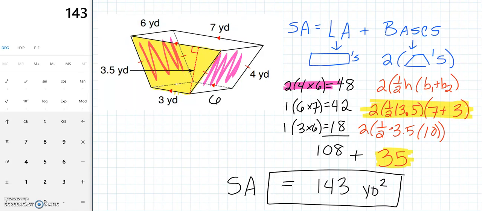And then we had the top, which was a different size. It was 6 by 7, which the area was 42. And then we had a bottom side, which was 3 by 6, which had an area of 18. When you add all those up, we got 108, plus the bases of 35, and we get a total area of 143. Okay, and that completes our lesson.